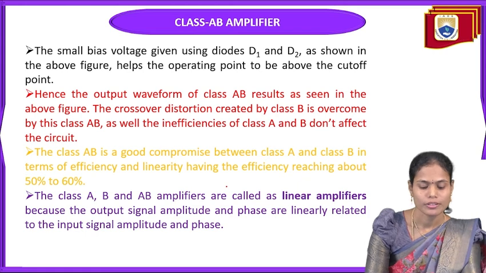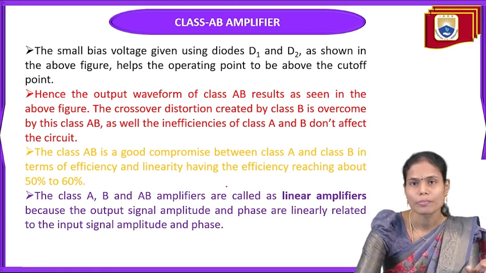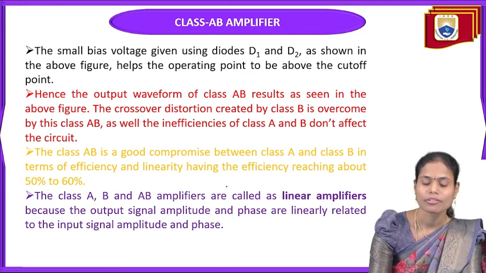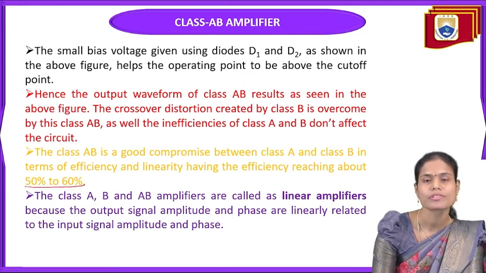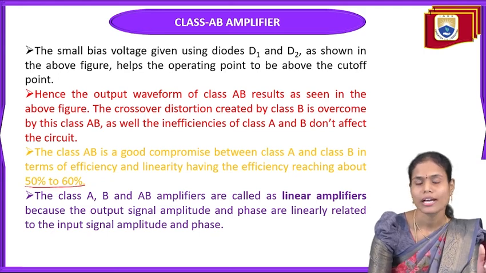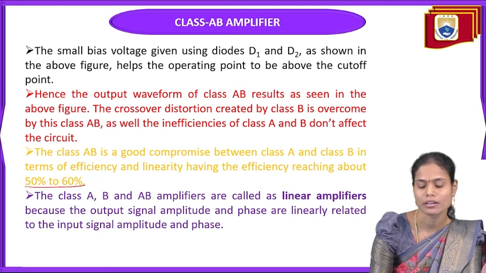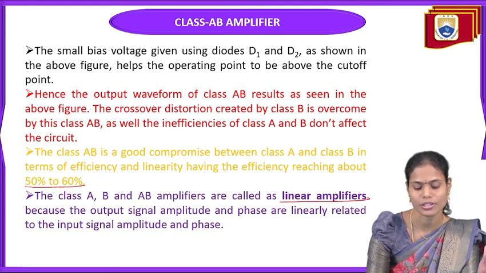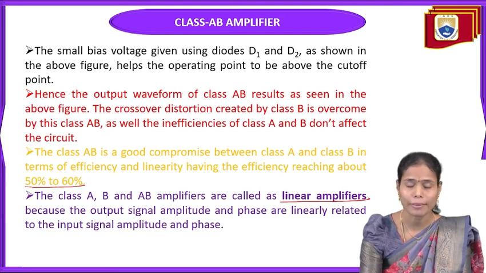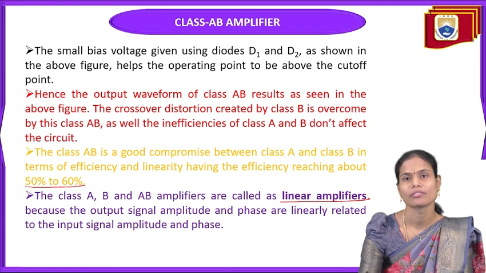So here class AB is a good compromise between class A and class B, and we will get the efficiency in the 50 to 60 range. Whatever amplifiers we discussed, class A, class B and class AB, are linear amplifiers, because the output signal amplitude and phase are linearly related with the applied input signal amplitude and phase.